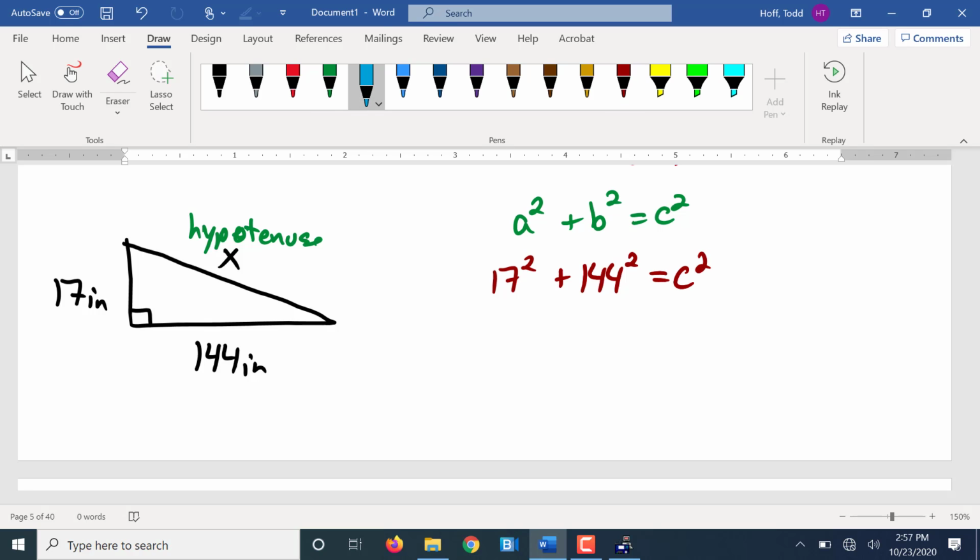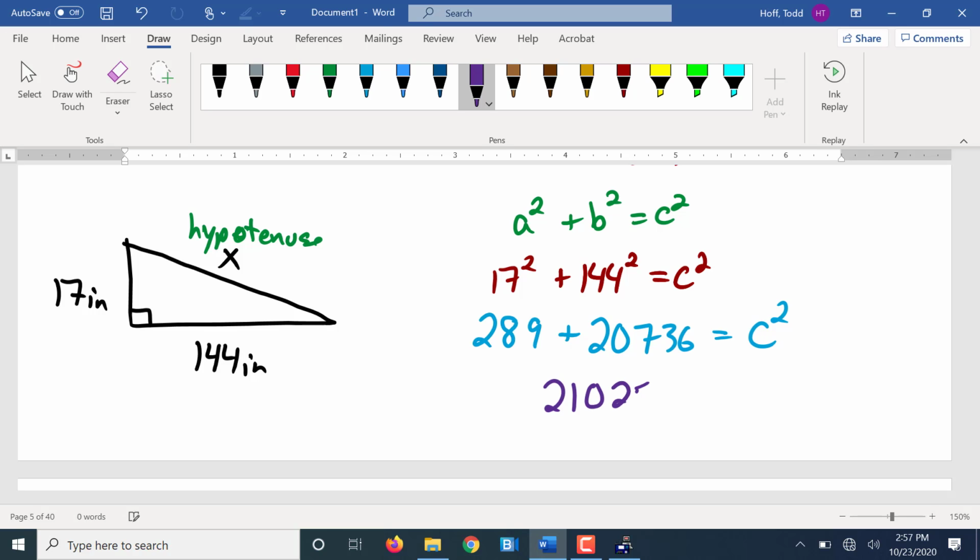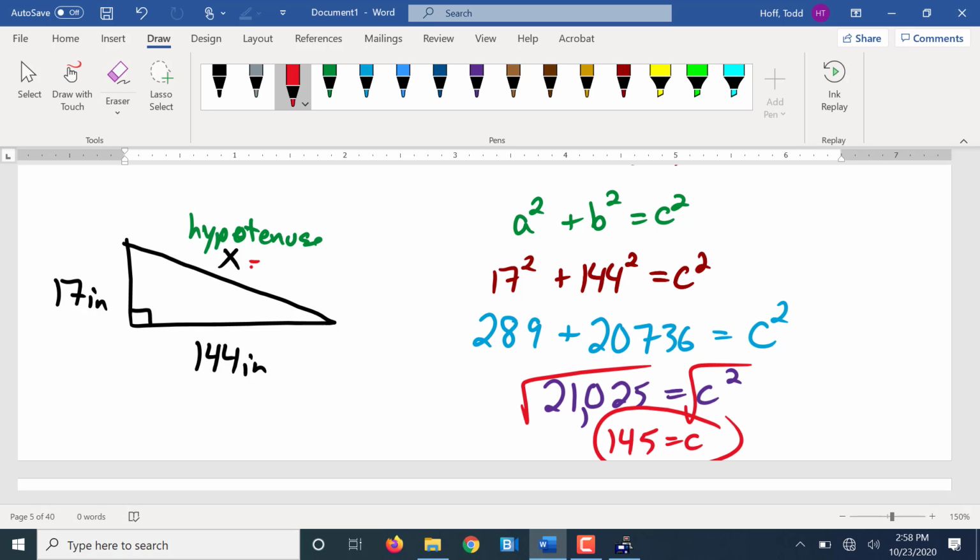What's 17 squared? 289. 144 squared. 20736. So we add those together, we get 21,025. And that's c squared. So how do we find c? Square root it, and that's what, 145? So we can find that length there, 145.